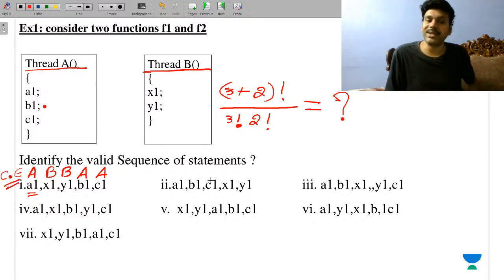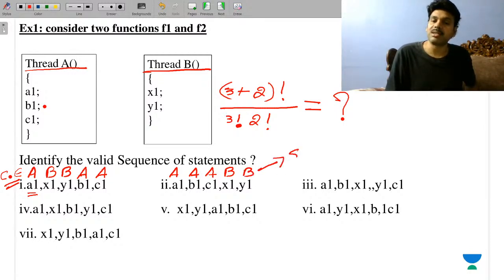Now come to the second sequence. The first action is executed by thread A, the second is also by A, and the third is also by A, and the next action is done by B, and the next is done by B. It's a perfect serial execution. Next one: A1 is executed by thread A, then thread B, thread B, and then thread A. This is also a perfect execution which belongs to concurrent.